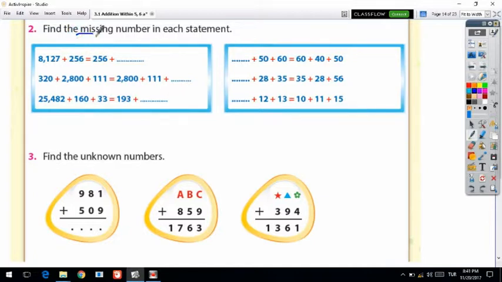So find the missing number. Do you remember when I explained in the first page how to find the missing number in each statement? Yeah. So now let's look at this one. If there is an equal sign between them, it means the numbers on the left are equal to the numbers on the right. Okay, now let's look at this one. So 256. Is there any 256 on the right side? Yeah. If you say yes, you can cancel them.